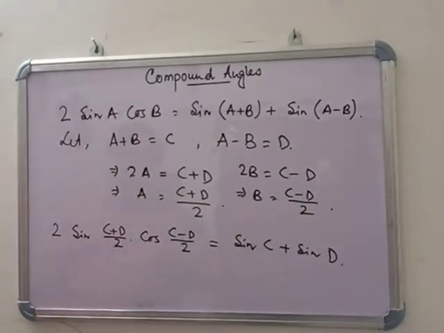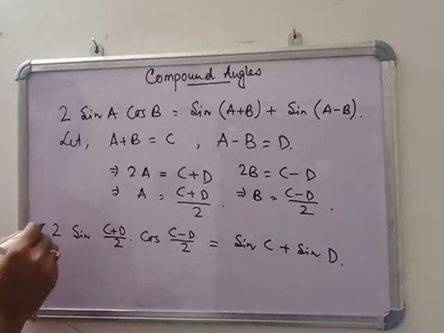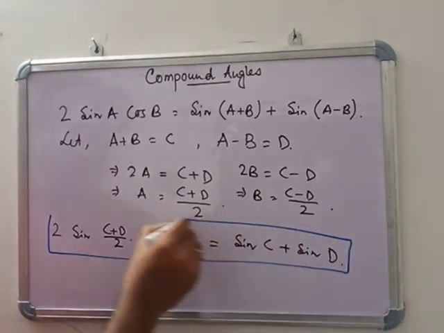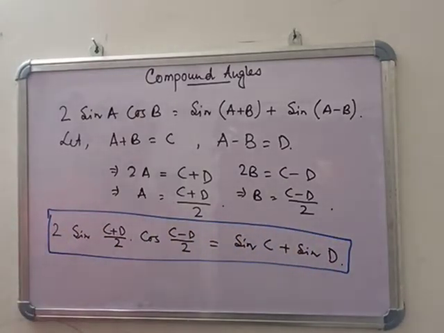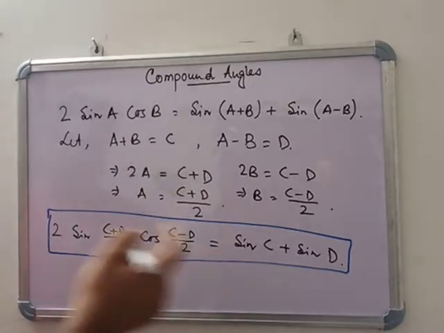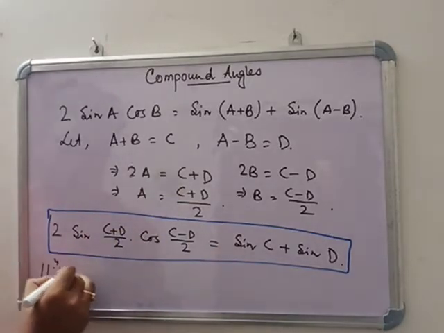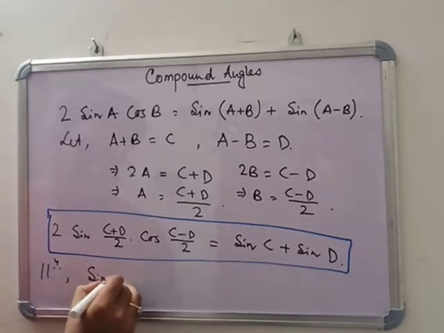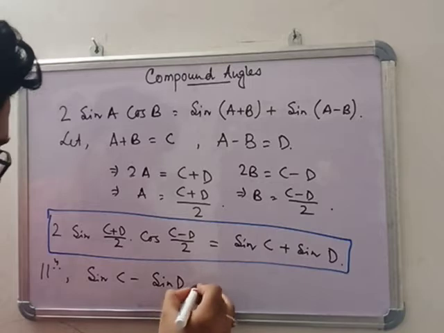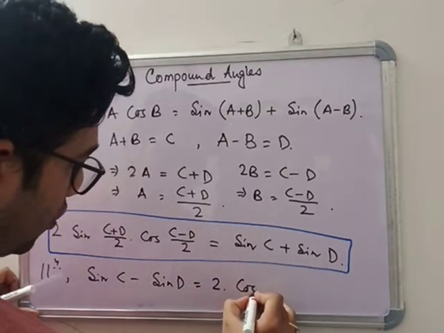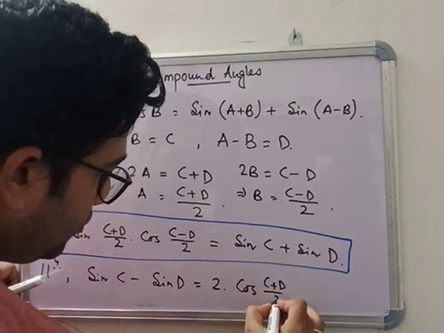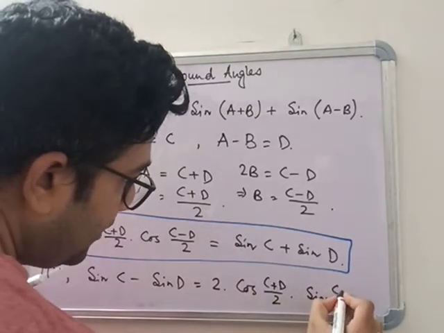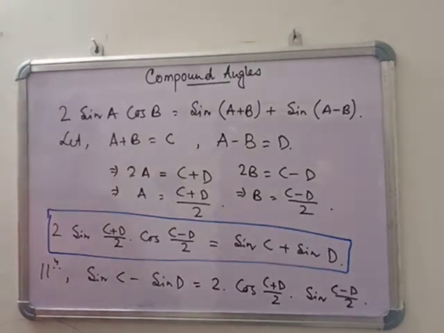The most important formula in this chapter is this one. The four relations are there, and this is one of them. So 2 sine c plus d by 2 into cos c minus d by 2 means sine c plus sine d. Similarly, sine c minus sine d equals 2 cos c plus d by 2 into sine c minus d by 2.